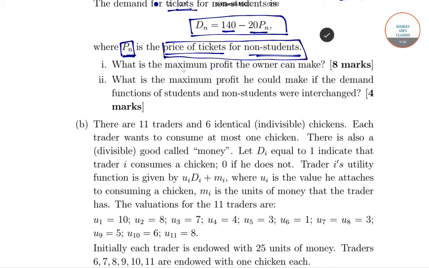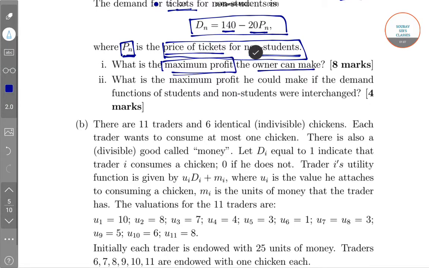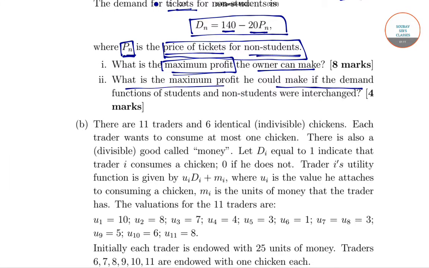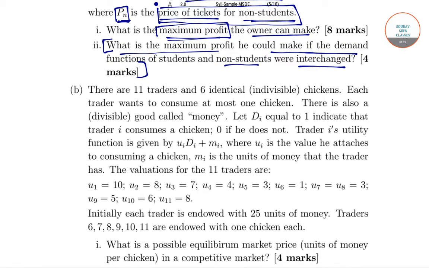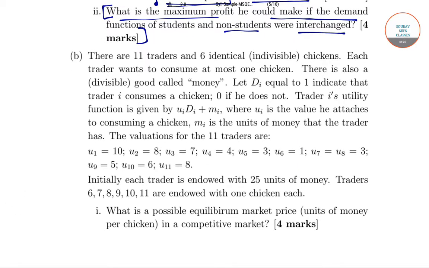And what is the maximum profit the owner can make? We have to find the maximum profit the owner can make, and finally, what is the maximum profit he could make if the demand functions of the students and non-students were interchanged? So for this, we have to solve this question.